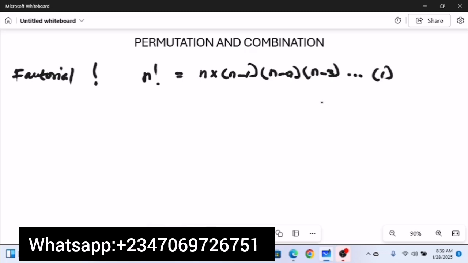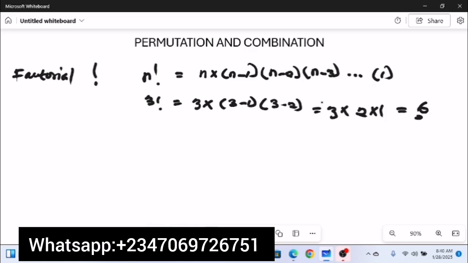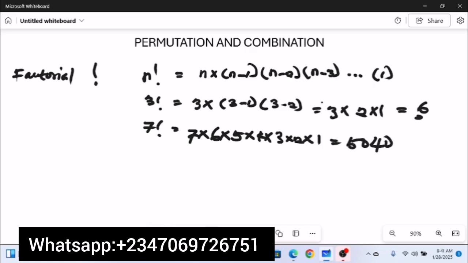So that means if I'm asked to find 3 factorial, this means 3 multiplied by 3 minus 1, multiplied by 3 minus 2, which is 1. So this is 3 multiplied by 2, multiplied by 1, and you have this to simply be 6. In the same way, if I'm asked to find 7 factorial, you start from 7, then multiply by 6, multiply by 5, multiply by 4, multiply by 3, multiply by 2, multiply by 1, and this simply gives us 5040. So the term factorial is a very important term in the subject of permutation, right?